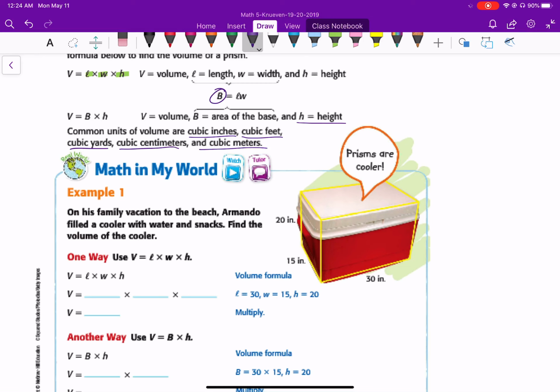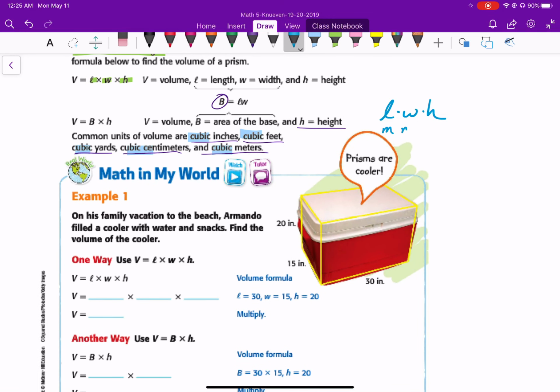I hope you find the pattern there that we have cubic as being the common word and that we talked about length times width times height. So if this was meters, meters, and meters, well, that is meters cubed, and that's why we have cubic meters.